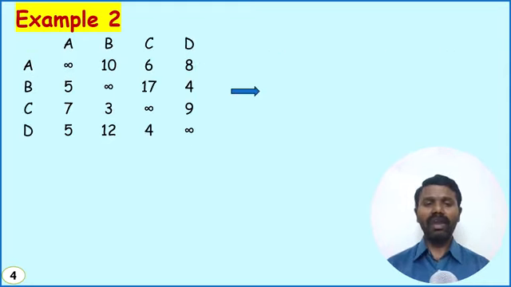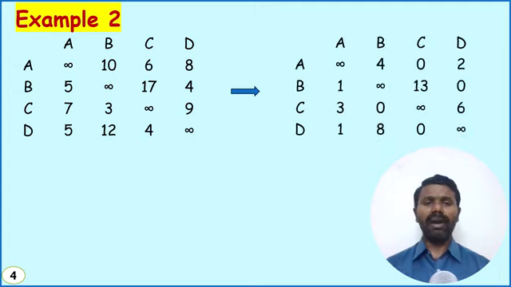So we apply the traveling salesman problem and solve it by the Hungarian method. If you do the row operation, because in the first row 6 is the minimum value, if you subtract it from all the elements of the row, you will get the first row. In a similar manner, in row B, 4 is the minimum value. If you subtract 4 from all the elements, then you will get the second row.